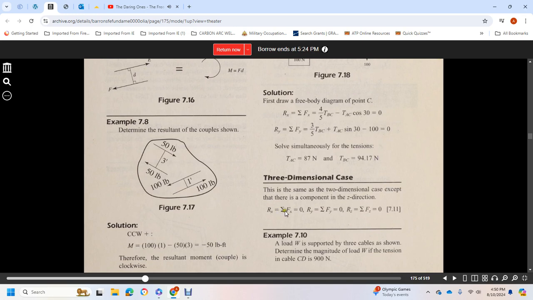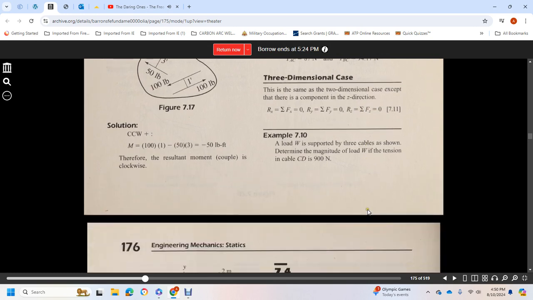The resultant moment Mx is equal to the summation of Fx equals 0. The resultant y moment is equal to the summation of force y. The resultant z moment is equal to the summation of the force z equal to 0.